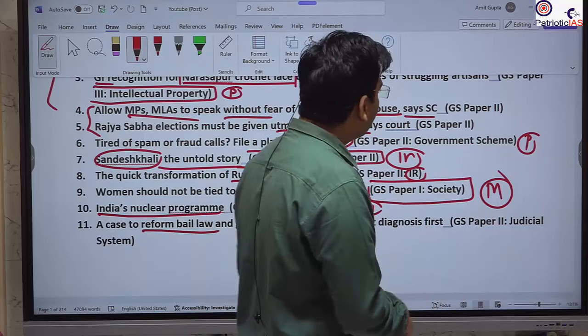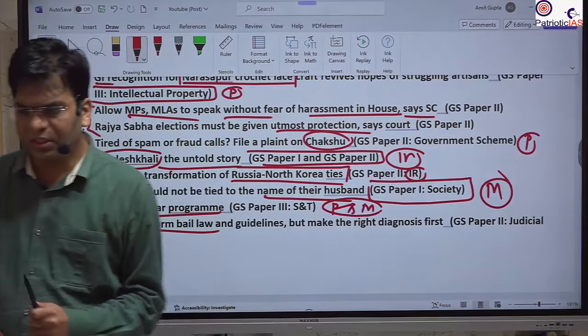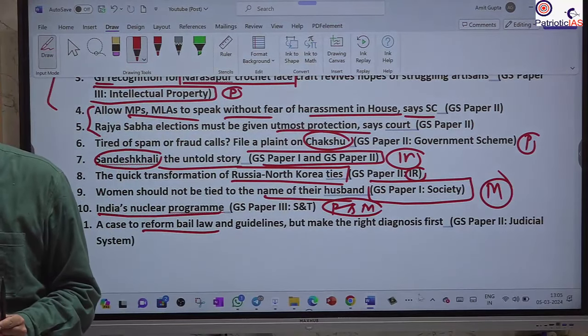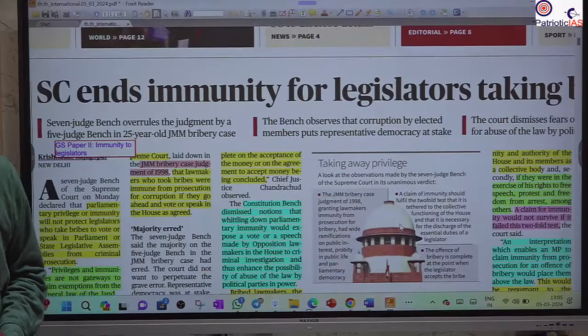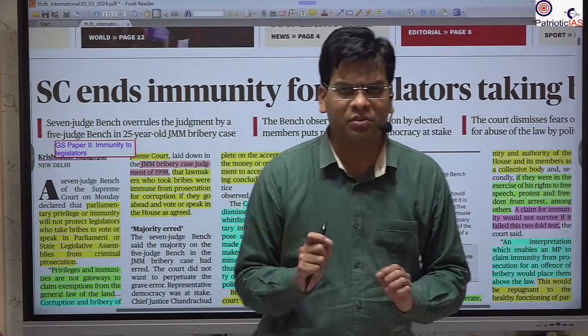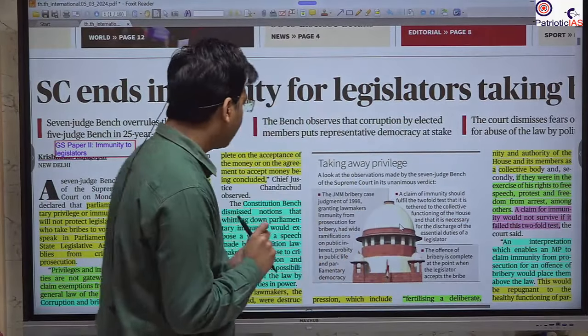So let's start with the front page, the first news, very important news and a very landmark judgment from the Supreme Court with respect to the immunity and provisions given to our legislature.